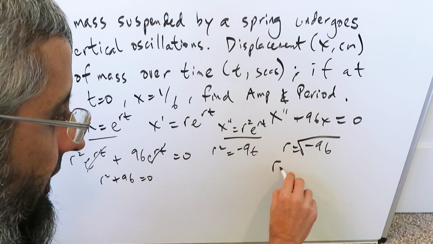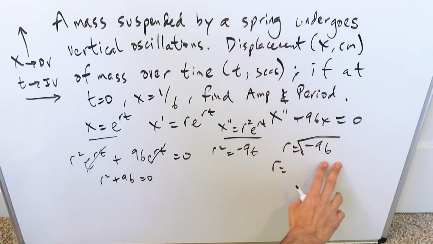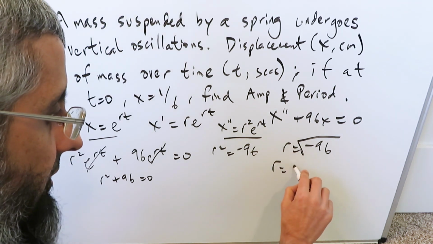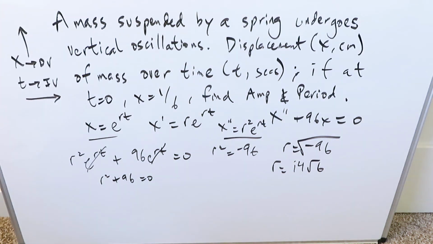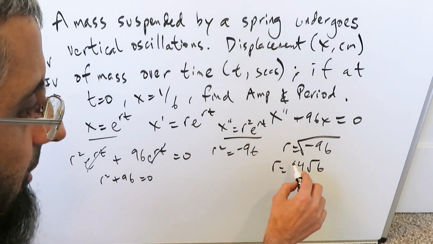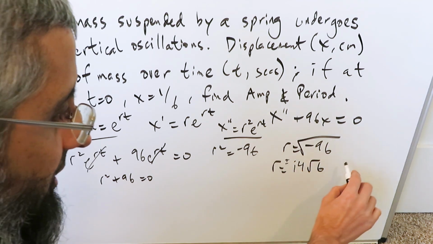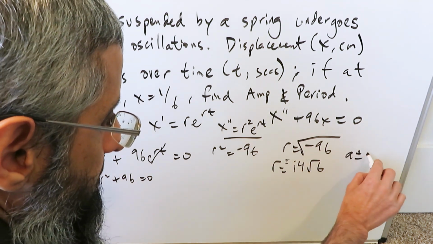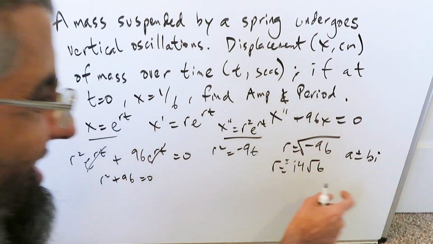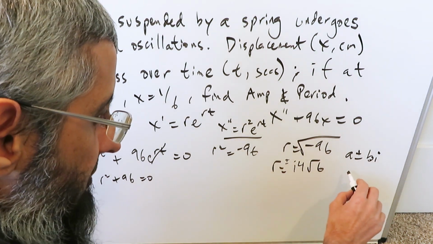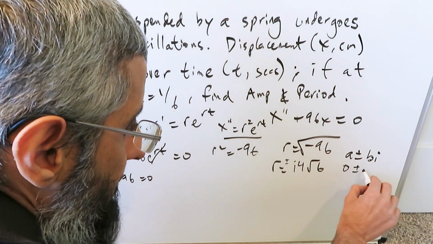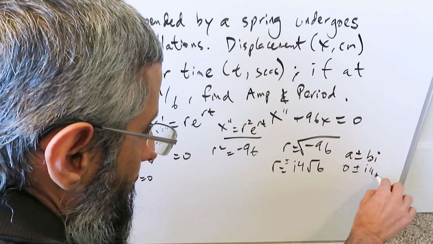When you do it, what are you getting? 96 is 16 times 6, and the 4 will come out. I have an i times 4 root 6, but I can show you that in a better way. If you think about all the possible solutions, positive and minus, you really have something which looks like a plus and minus bi. Complex conjugates are coming out as your solutions because you don't have real solutions here. a plus and minus bi here will be synonymous with 0 plus and minus i 4 root 6.